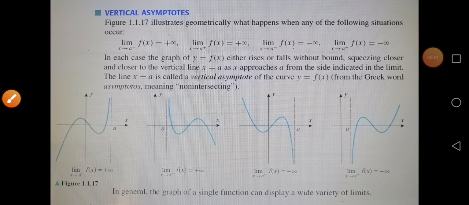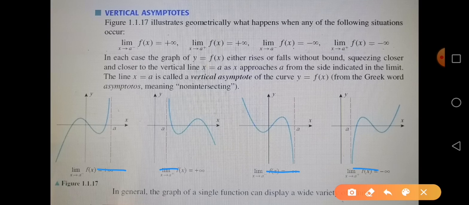The next one is vertical asymptotes. An asymptote is basically a line which is very, very close to the graph but never crosses the graph. For example, here these lines are the asymptotes, and because these are vertical lines, that's why these are named vertical asymptotes. But it is not necessary that an asymptote is always a vertical line.